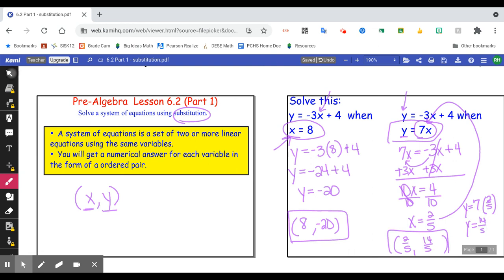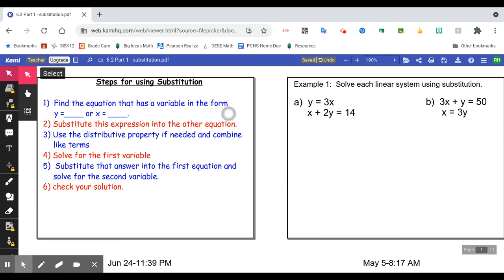Okay? Moving on to the next one, same thing. So this slide just basically kind of tells you everything that I've already been saying. Find the equation that has the y equals or the x equals, substitute it into the other equation, use the distributive property, combine like terms, solve for that first one, then substitute in the other one, solve for the second one, and you can check your solution by plugging them both in.